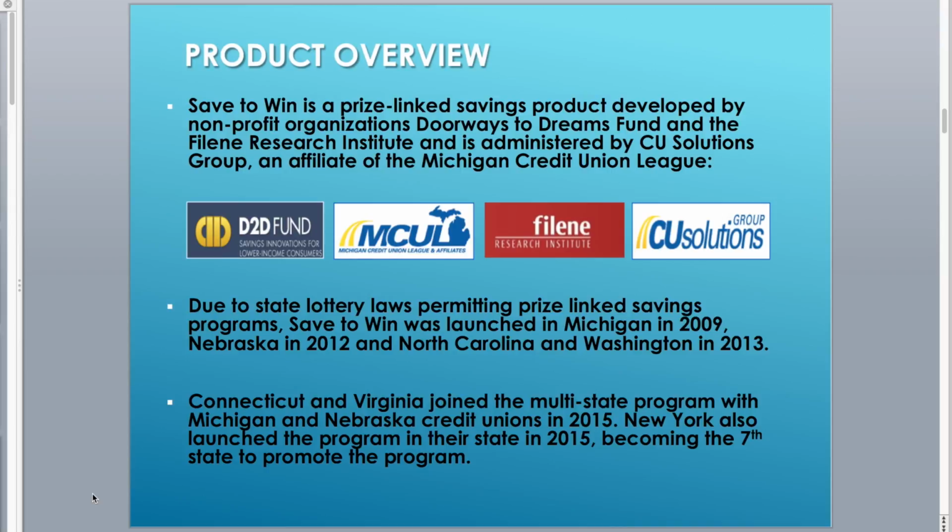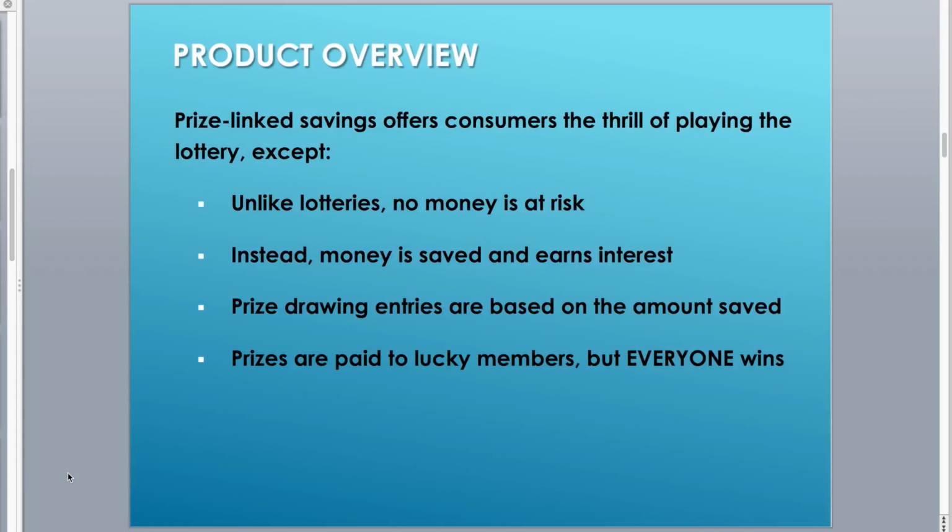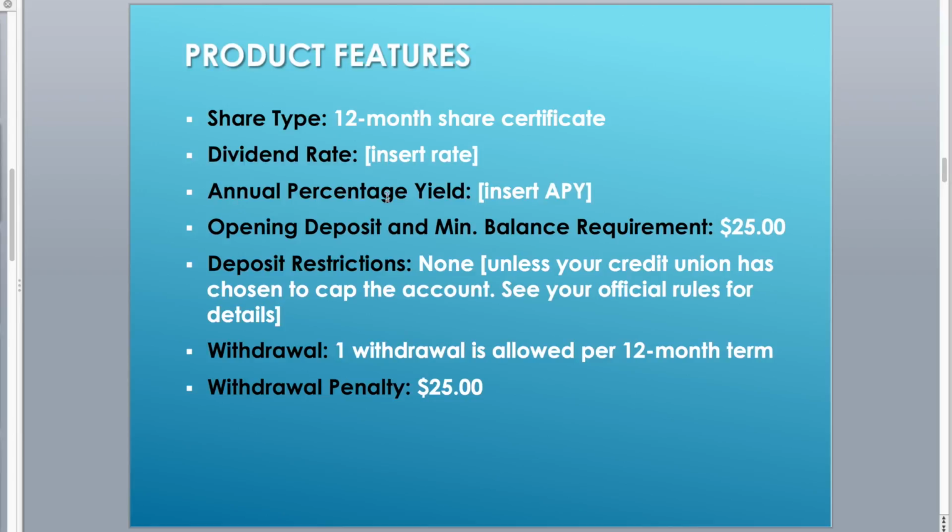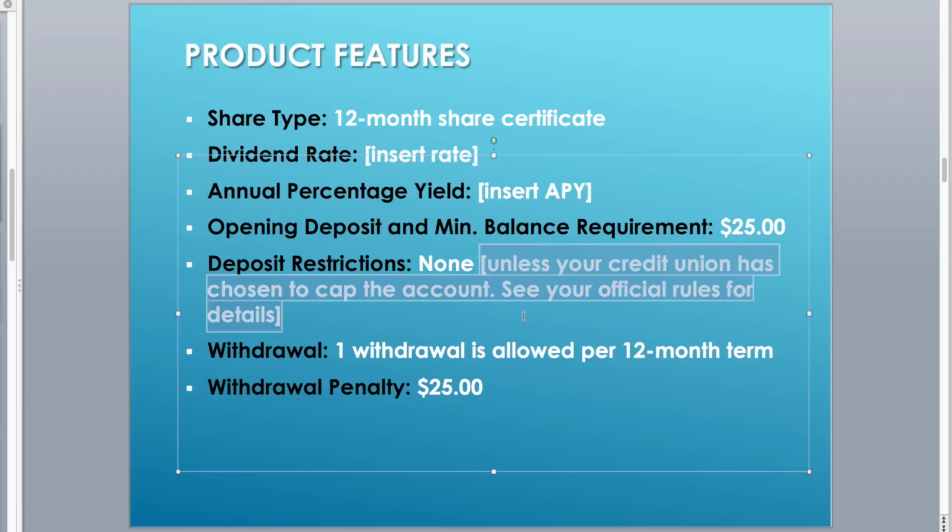Next gives a brief product overview of what Save to Win is and how it got started. It also talks about the states that are involved in the program. Next is a basic product overview. This product feature page is going to be where you are going to update your credit union information. So your dividend rate and your APY will need to be entered in these areas. If your credit union is putting a cap on your account, you'll want to make sure that you update this area. If not, then you can delete this area and just leave the area that says none.